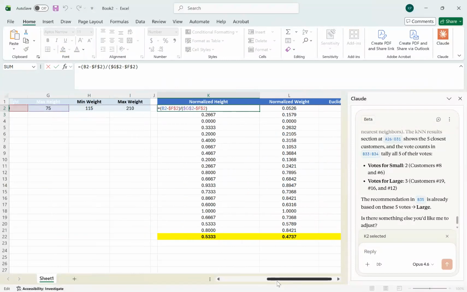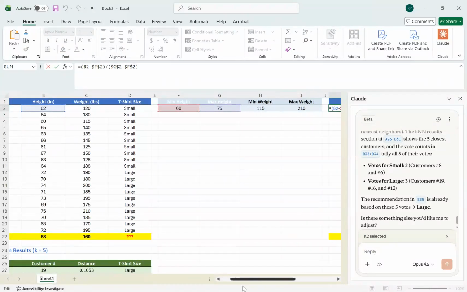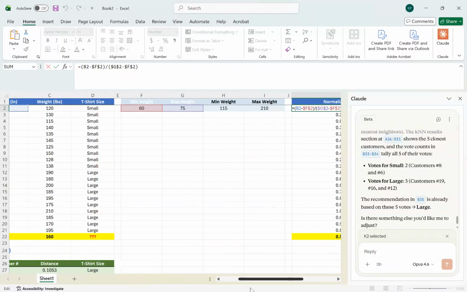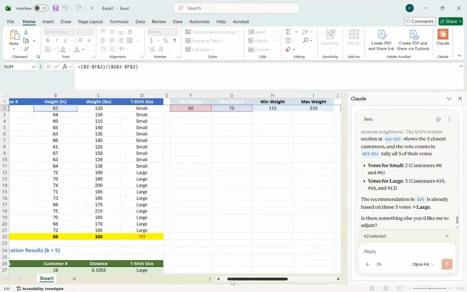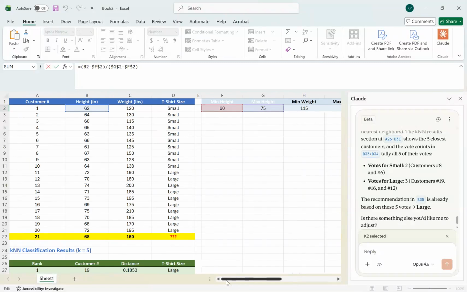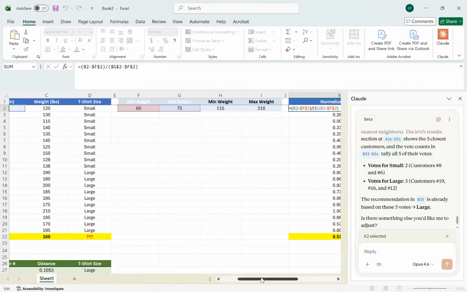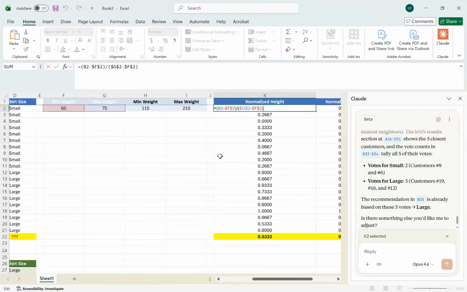we take the customer's height, the first customer here, 62 inches, and from that we subtract the lowest height in that column, and that is 60. Thus the shortest person in our data set, including customer number 21, is 60 inches. So from that, this 60 is subtracted: customer number one's height minus the lowest height in the column, divided by the range, so maximum minus minimum. So that's the range. In Excel there's no range function, so we have to do this max minus min like that.